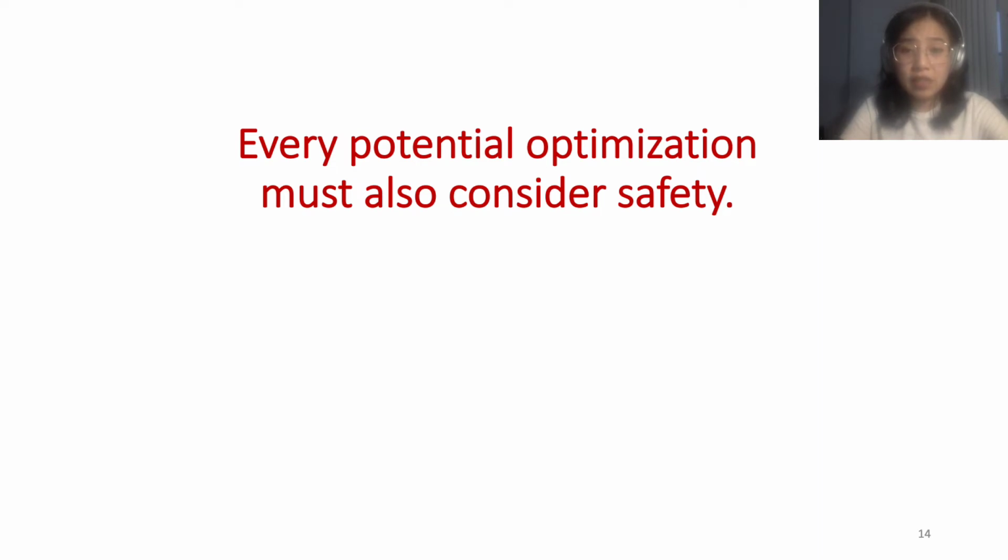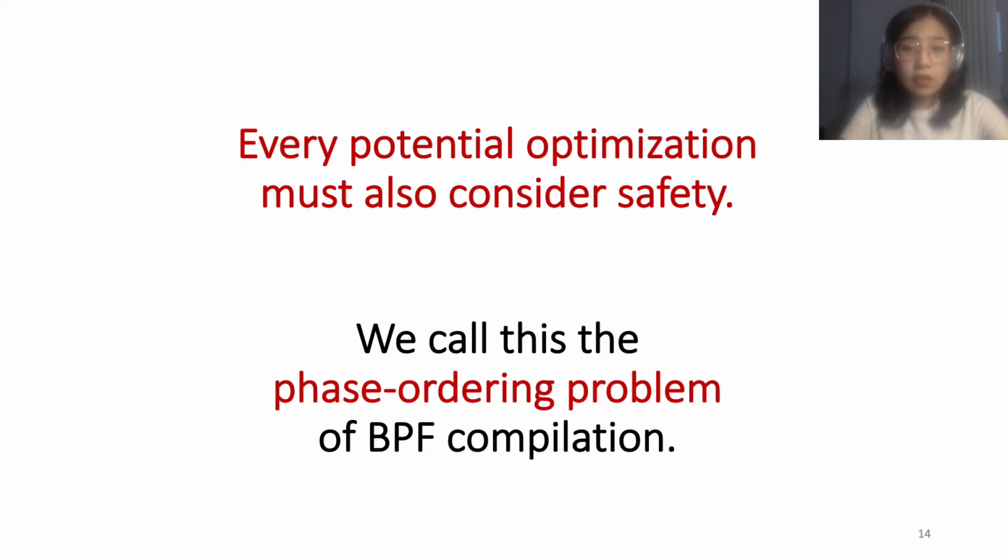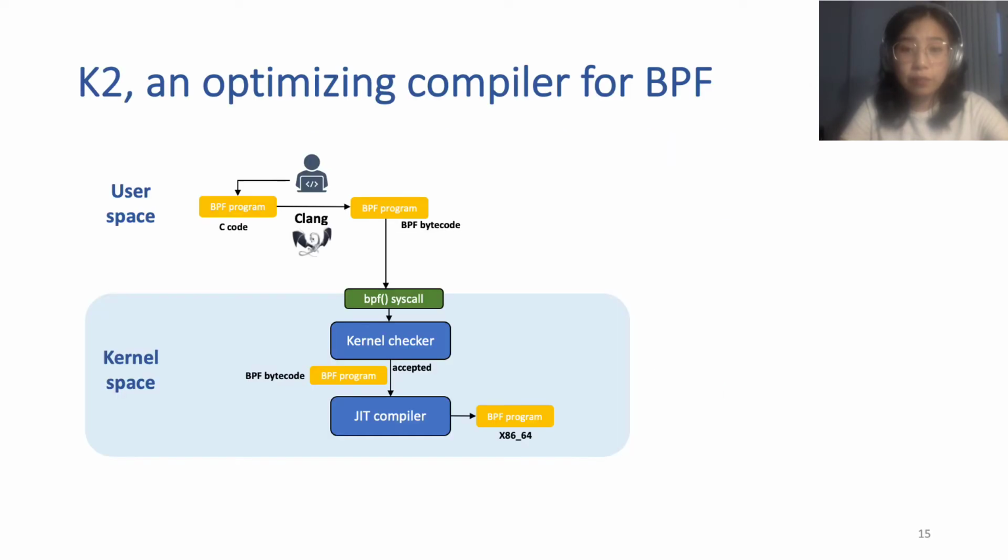Being conservatively safe precludes many optimizations, while optimizing aggressively risks the program being unsafe and hence rejected. We call this the phase ordering problem of BPF compilation. Developing better optimizing compilers requires considering both optimization rules and safety constraints. We design and implement K2, a BPF optimizing compiler, which takes client-compiled BPF bytecode as input and produces drop-in optimized bytecode.